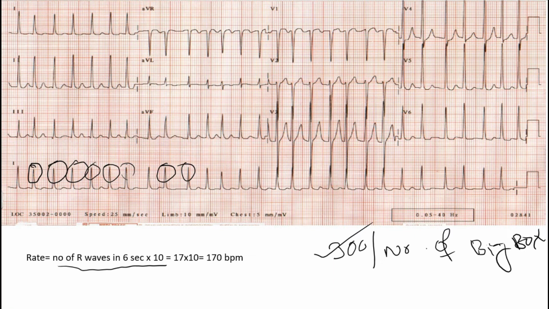So in this ECG I calculate the number of R waves in 6 seconds. There are 17. One big box is equal to 0.2 seconds, and 30 big boxes are equal to 6 seconds. So according to this ECG, the patient has a heart rate of 170 beats per minute. So one can diagnose atrial fibrillation on ECG by looking for an irregular heart rate, irregular rhythm, and rapid heart rate.